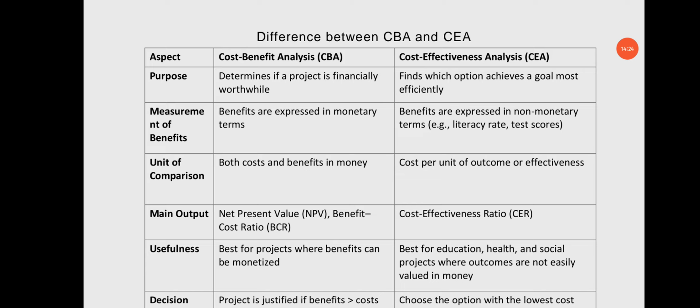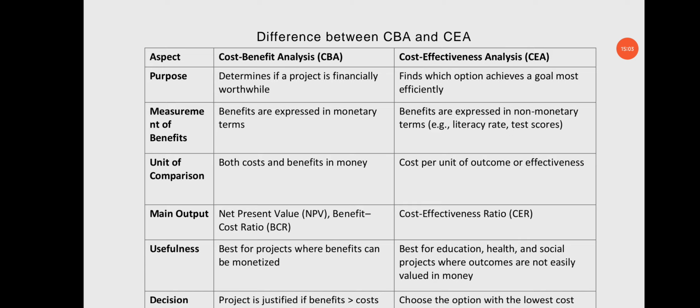Difference between CBA and CEA. Purpose: cost benefit analysis determines if a project is financially worthwhile. Cost effectiveness analysis (CEA) finds which option achieves a goal most efficiently. Measurement of benefit: in CBA, benefits are expressed in monetary terms. In CEA, benefits are expressed in non-monetary terms, for example literacy rate, test scores. Units of comparison: in CBA, both cost and benefit are in money. In CEA, cost per unit of outcome or effectiveness.